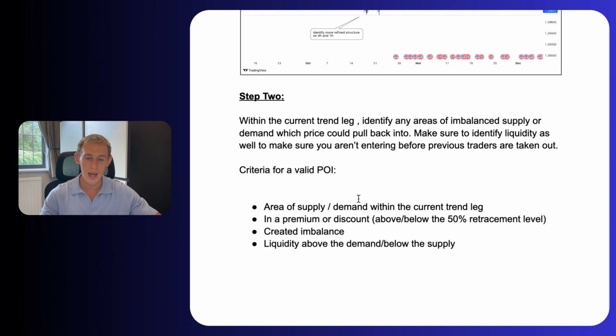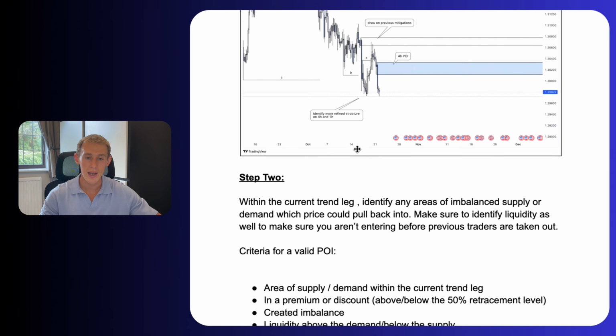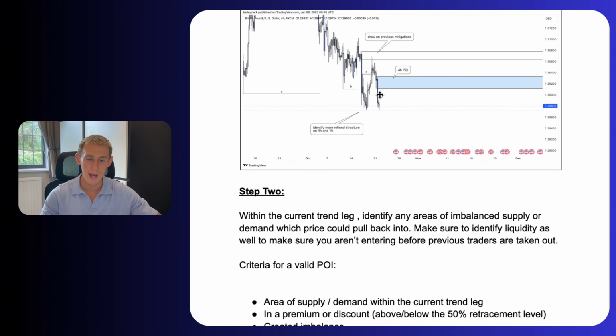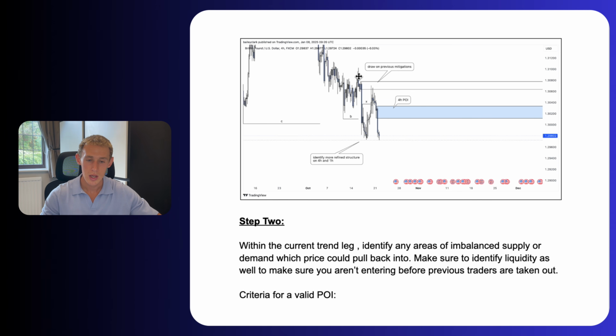For myself, I have one main type of point of interest, which is very simply an area of higher time frame supply or demand within the current trend leg. So for example here, this is also why it was important to mark on the breaks of structure in step one. We identify the break of structure, right? We then look between the high and the low, so within that current trend leg, for an area of supply that we're going to sell from.